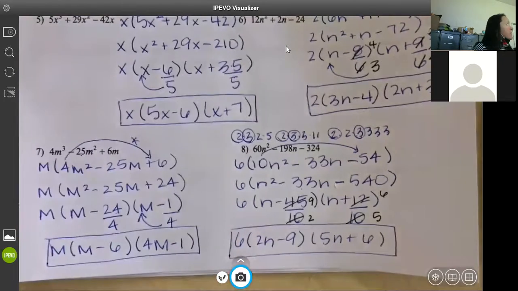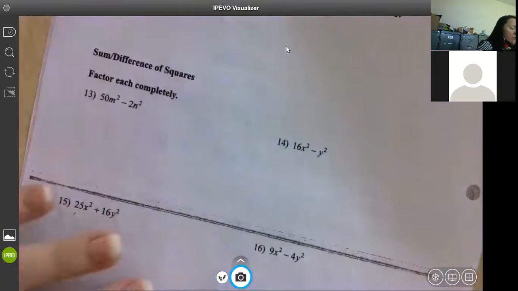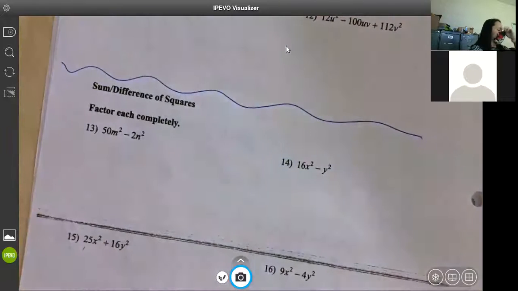Everybody good with slide and divide? Y'all okay? All right, again, the only thing that you typically miss is the divide part. So we're going to move on from these, and we're going to go down to number 13, where it's sum and difference of squares. I'm not going to waste your time doing 4 more of those because they take forever. Take out the GCF, then do slide divide if there's a number left in front.